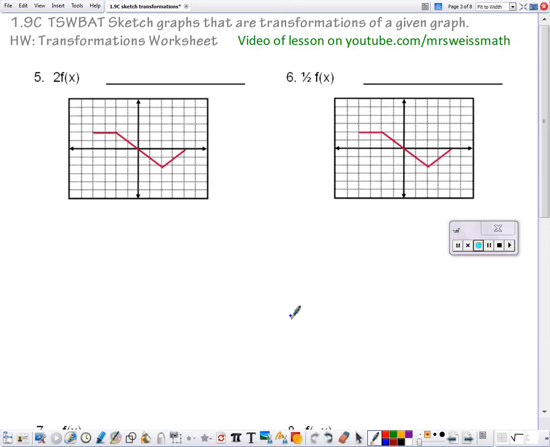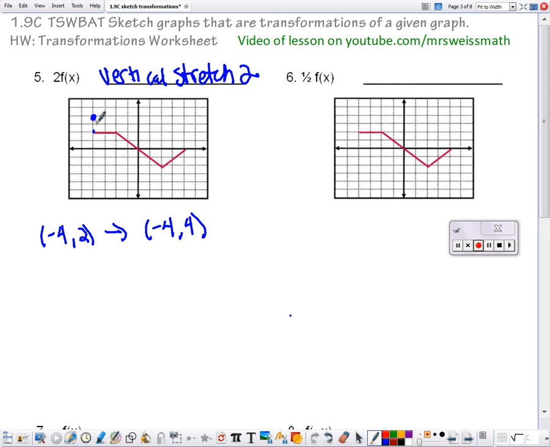Okay, so at the bottom of the page, now this 2 in the front, that's a vertical stretch of 2. In case you're not sure, what I like to do is take some of my points again. So this point is at negative 4, 2. And that multiplies the y value by 2. So, for example, 0, 0 stays 0, 0.